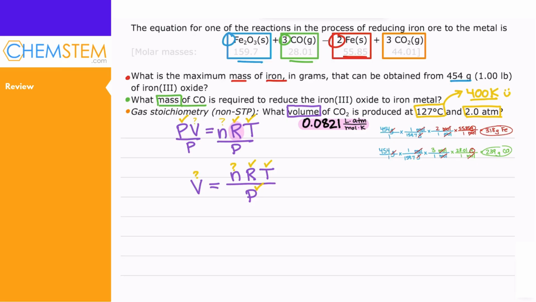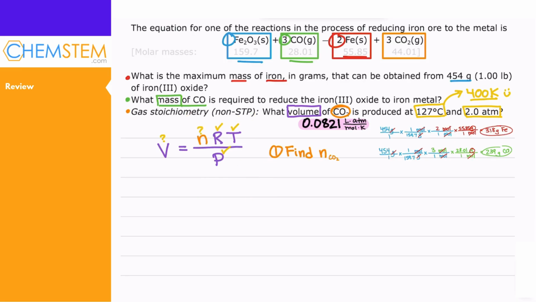So how do we actually get N? What N are we talking about? Well, we're talking about the carbon dioxide. So this is going to be moles of carbon dioxide. So step one, we need to solve as much of the right side of the equation as possible so that we can actually solve for V, which means we need to find moles of carbon dioxide. So the question is, what volume of carbon dioxide is produced under these conditions?